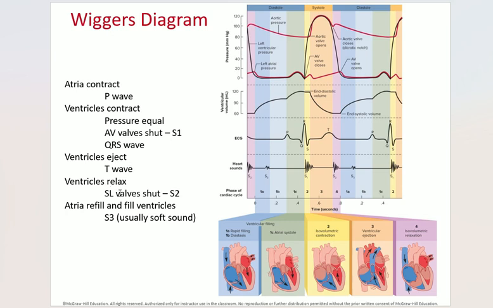And when the ventricles relax and the semilunar valves shut, that's when you get the second sound. So you're not getting the second sound during the T wave, you're getting it at the end when the semilunar valves shut. Anytime the valves shut completely, that's when you get the sound, right? So we got lub and dub. And then when the atria refill and fill the ventricles, there's usually a soft sound, S3. That's a summary. Just remember, valves shut, you get the sound.